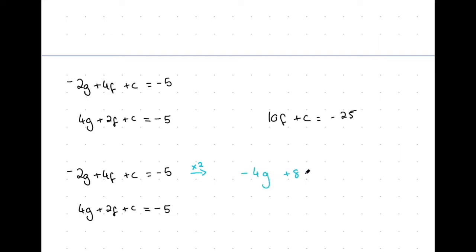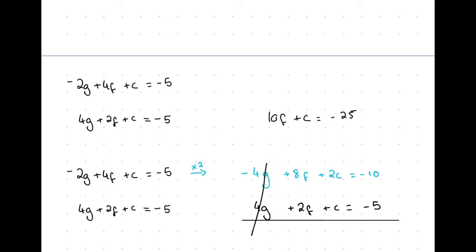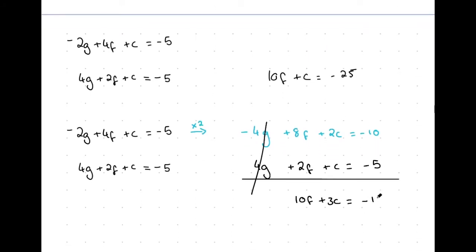So this gives me minus 4g plus 8f plus 2c is equal to minus 10. And the bottom line I'm not going to change, so I'm going to leave that as 4g plus 2f plus c is equal to minus 5. So we don't have to do any more changes, we can actually combine them as they are. So minus 4g plus 4g is going to go to 0, the 8f and the 2f are going to give me 10f, and the 2c and the c are going to give me 3c, and then I'm going to get minus 15 when I do that out.